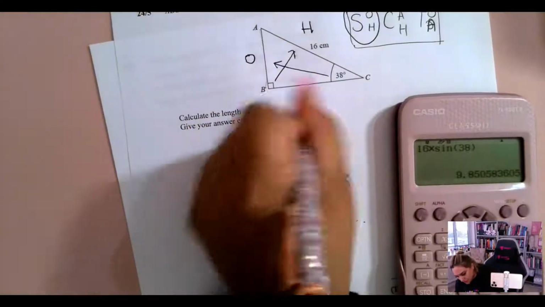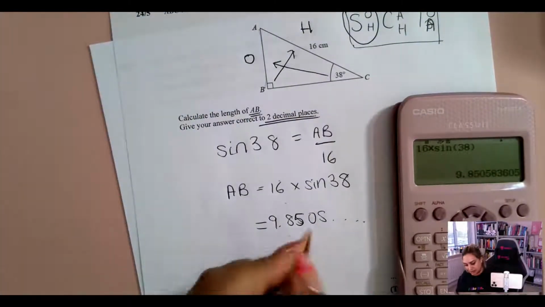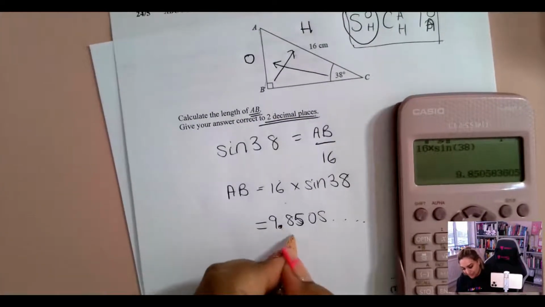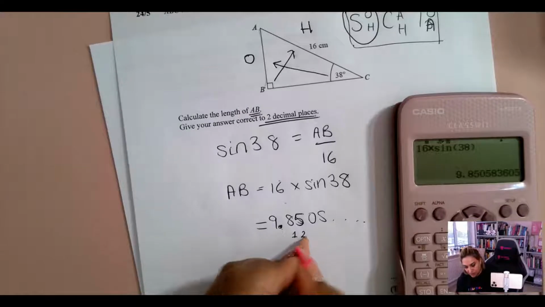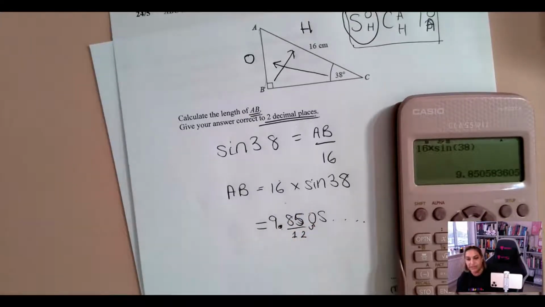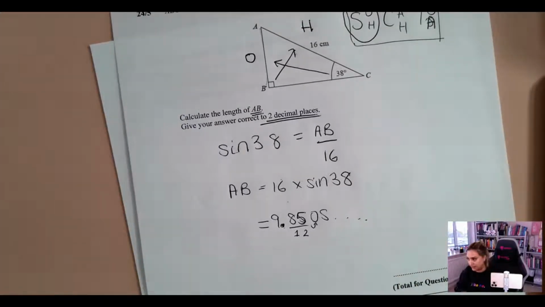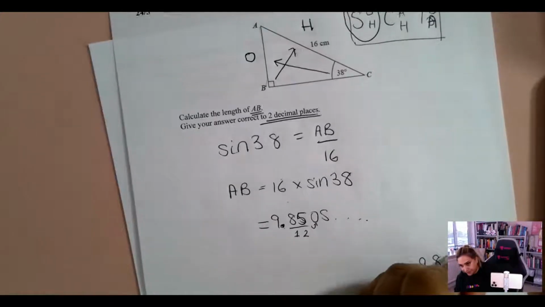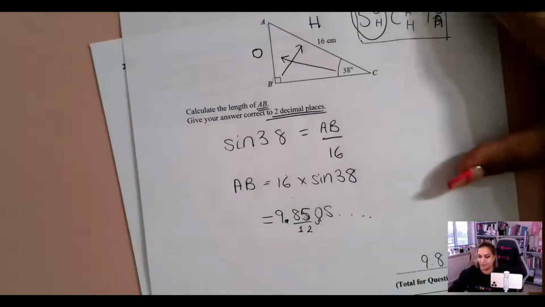Now always check if it's asked you to do it correct to anything. They've told me 2 decimal places. So after the decimal place, I'm counting 1, 2. So I want the 8 and the 5. I double check that the number after it is not 5 or bigger. It's not, so I don't need to change anything. And my answer is just 9.85. Okay.